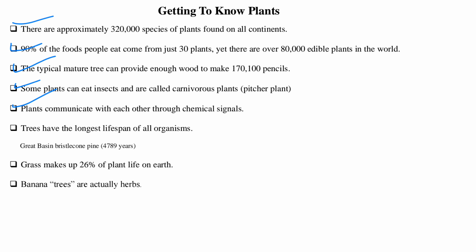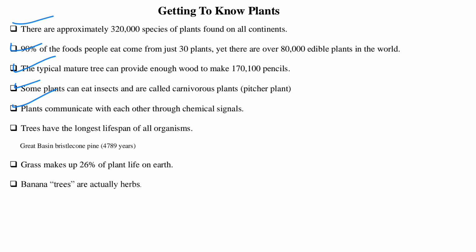Then the sixth important point is that trees have the longest lifespan of all organisms on earth. You may be amazed to hear that trees have the longest lifespan on earth. The Great Basin bristlecone pine is a tree which has been found in the forests of California, in the United States of America, and scientists have found that it has lived 4,789 years. That is a huge number of years it has been living.